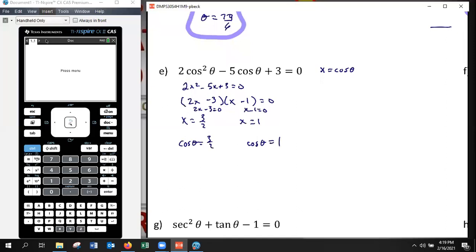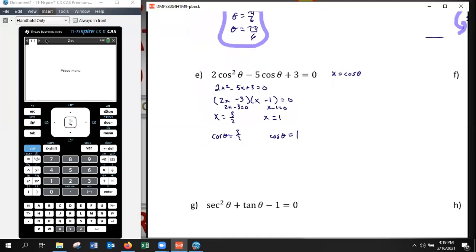So where does cosine equal 3 halves? What that says is, where on the unit circle, which has a radius of 1, does the x value equal 3 halves? That would be nowhere. So there are false solutions that could potentially come out of this. And then where does cosine of theta equal 1? Well, cosine of theta equals 1 only occurs here at the point (1, 0). So theta actually equals 0.